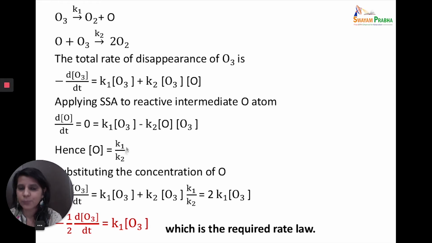Now this k1/k2 can be substituted into the rate law that we have proposed from the mechanism, where we had no idea which was the slow step and which was the fast step. So I substitute the value of nascent oxygen in the total rate of disappearance of ozone, k1[O3] plus k2[O3] times k1/k2. So we get 2k1[O3], which if I rearrange, I get the same rate law that I had got from the rate determining step and the experimental rate law.